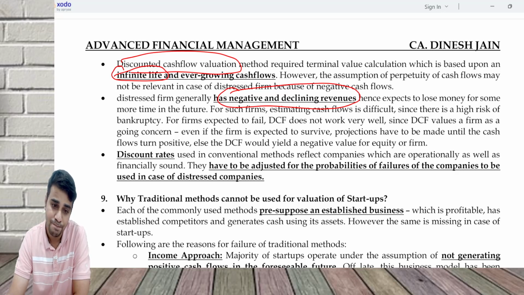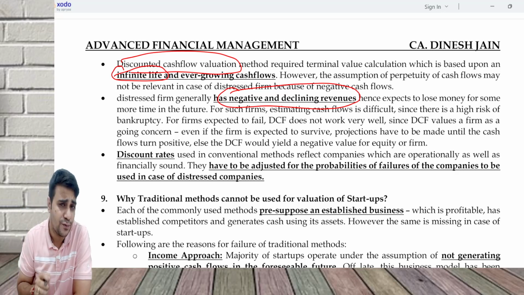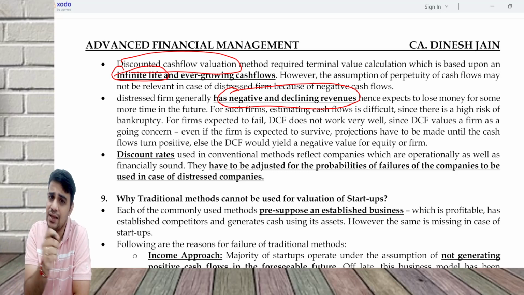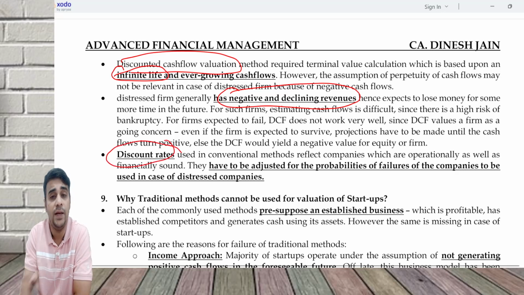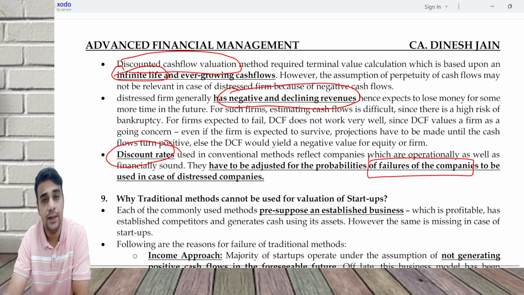Also, when you are doing a valuation of a distressed company, you have to adjust the cash flow, and also adjust the discount rate. What is the discount rate? It is the cost of capital which we are using, because the discount rate is normally used for a financially strong company. When you have a lot of failure possibility, the discount rate will significantly go up.